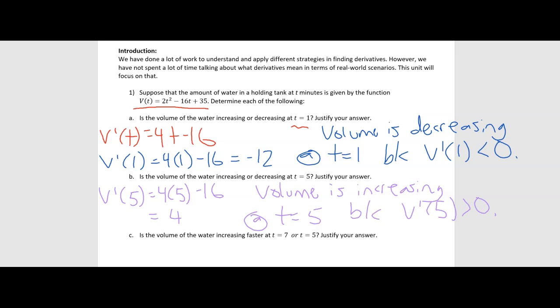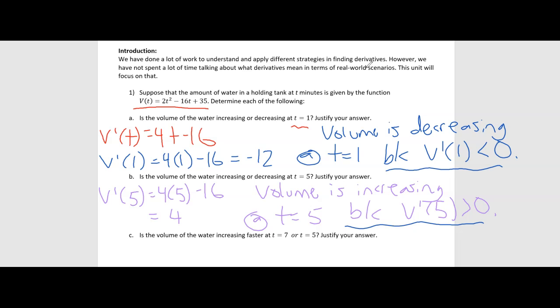Now, it is important in both of these that you don't just say the volume is increasing or decreasing, right? They're asking us about a specific point in time. So you need to say the volume is decreasing at t equals 1, or the volume is increasing at t equals 5. And then this justification is required. It's necessary. You would not earn full points on a free response question if you did not include that justification.